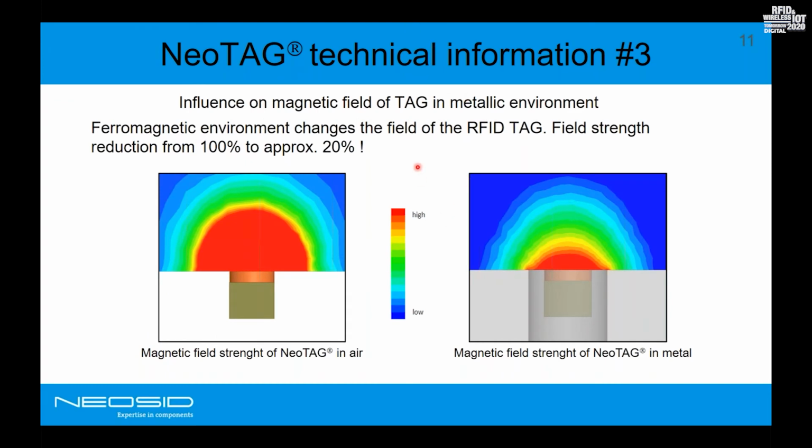To compare metallic and non-metallic environment, we show here a simulation comparison. Here you can see that even if you bring the transponder back to the right center frequency, you get less magnetic strength outside the object, so only to show that reading distance is much smaller in metallic environment in comparison to non-metallic.